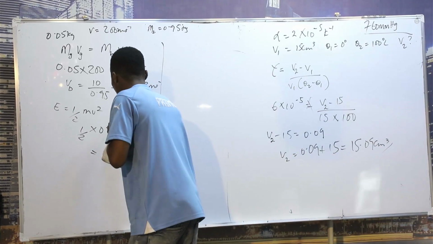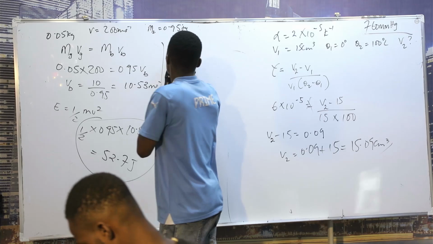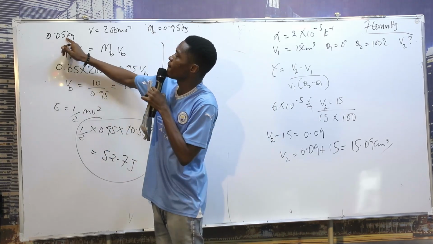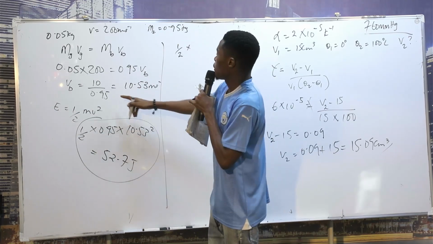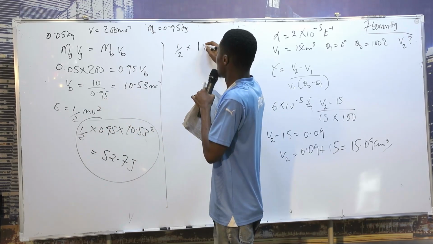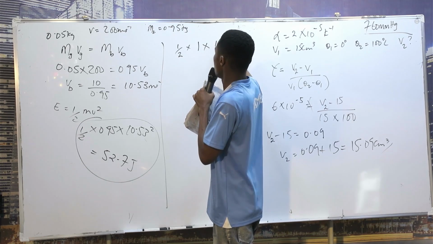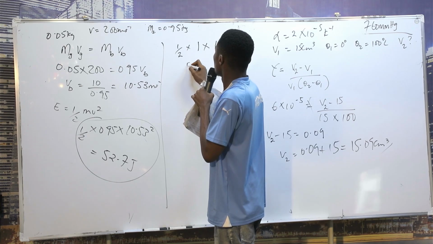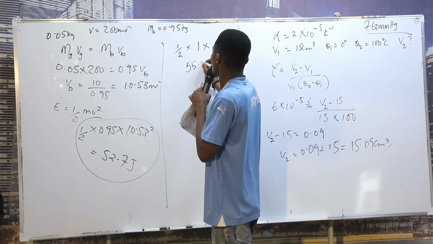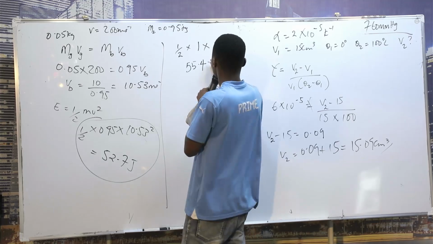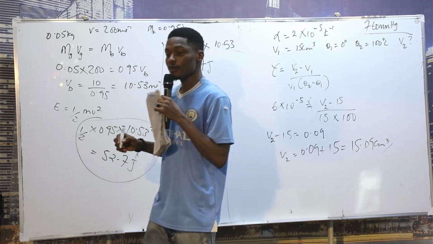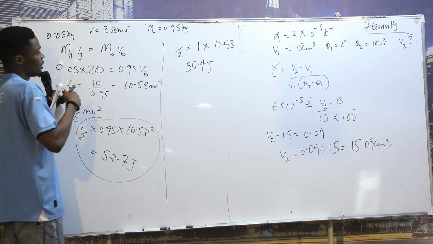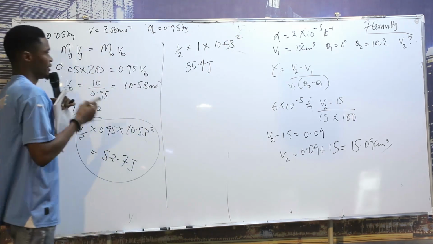So I will have 1/2 times, what is our total mass now? 0.05 plus this one, times, what did we get as our velocity? 10.53. And when you do that, what do you get? 55.4 joules. I even became worse. Yeah, there's supposed to be a square now. There's supposed to be a square.